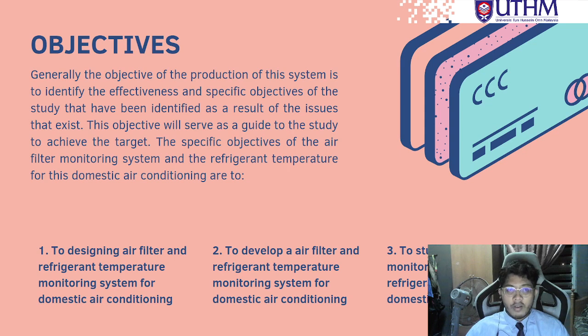The specific objectives of the air filter and refrigerant temperature monitoring system for this domestic air conditioning are: number 1, to design air filter and refrigerant temperature monitoring system for domestic air conditioning. Second, to develop an air filter and refrigerant temperature monitoring system for domestic air conditioning. Finally, to study the air filter and refrigerant temperature monitoring system for domestic air conditioning.